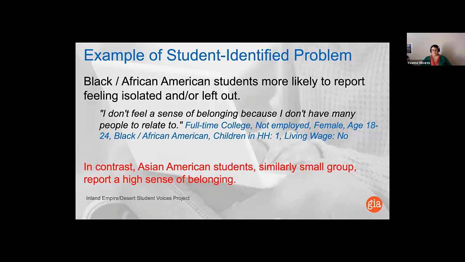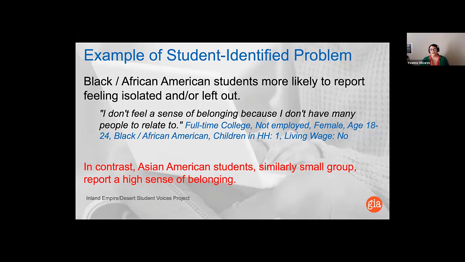Now, just to give you an example, I'm someone who likes concrete. One thing we learned in our study was that Black African-American students are more likely to report feeling isolated or left out on campus. We have students who said, I don't feel a sense of belonging because I don't have many people to relate to. And I know what many of you are thinking. You're going, well, you know what?